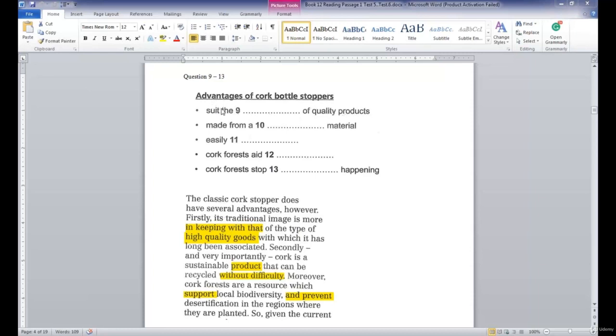What's the synonym for suit? Right. That's what you're looking for. What's the synonym for suit the? Keeping with. Right. What's connected to keeping with? The image. Right. The image. The image is keeping with. It suits the image. That's why I say find the keyword language. You have to find suit the.